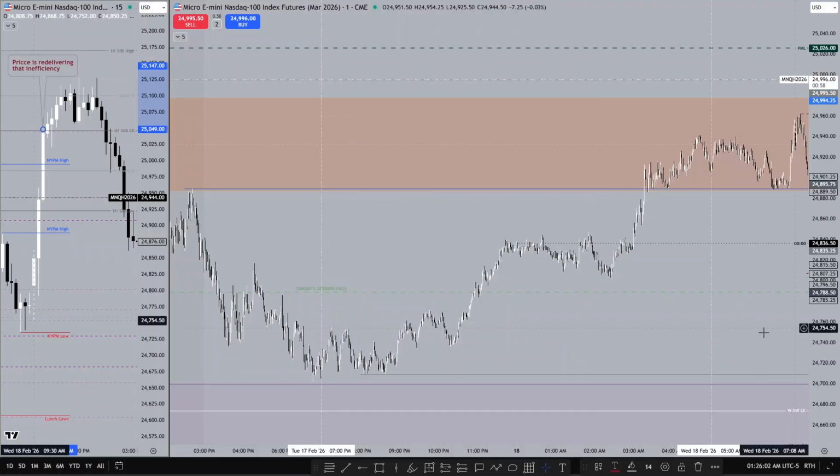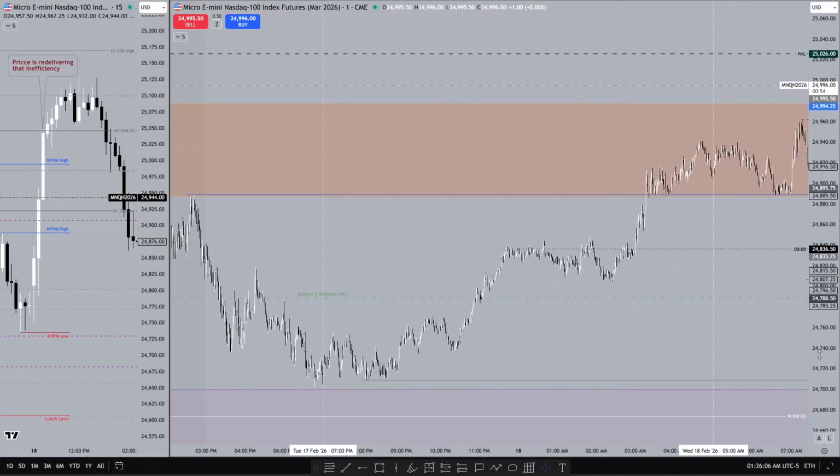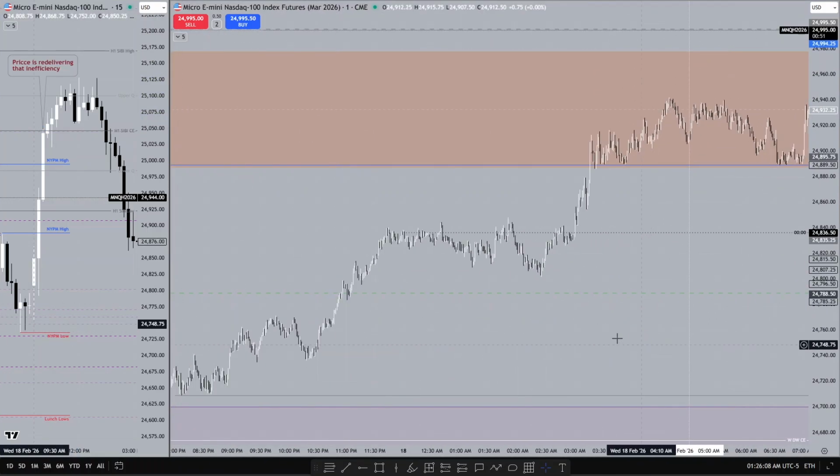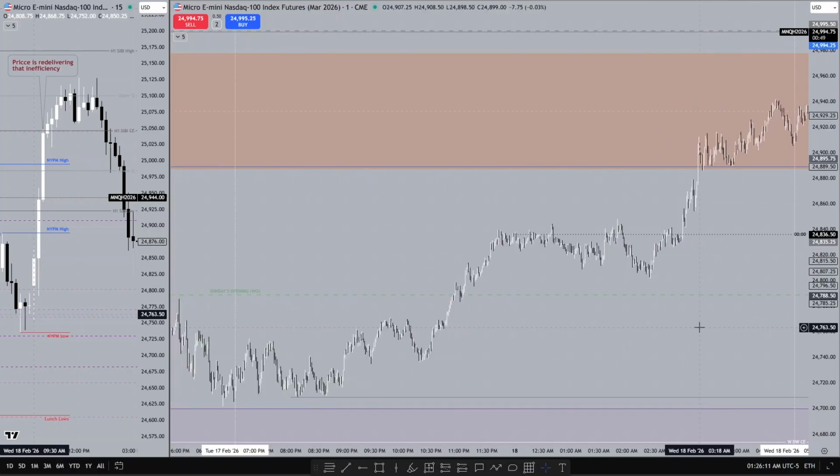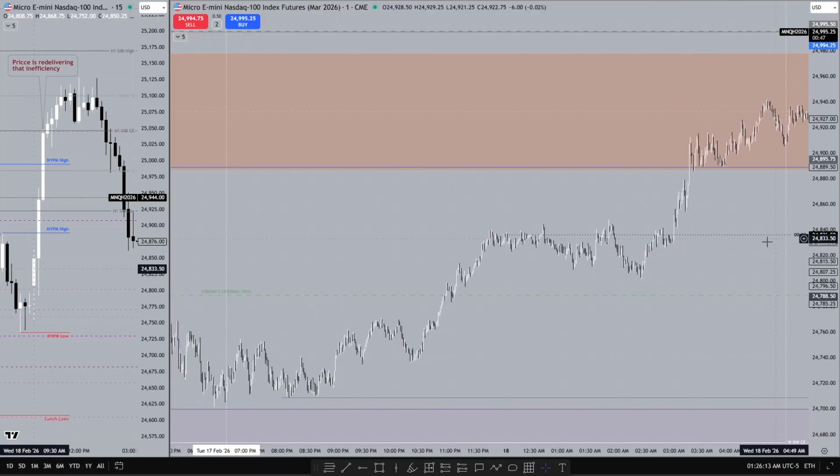Welcome back, guys. This is a real-time market review. So I'm just doing market review as I go. So you see all the annotations. I'll make the annotations right here immediately as we go.